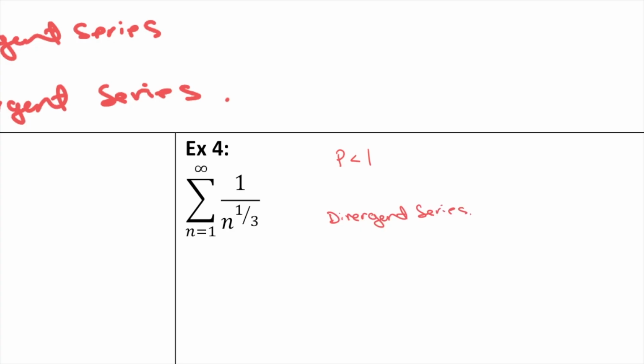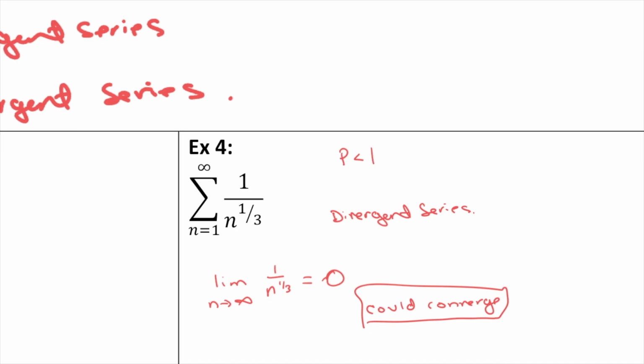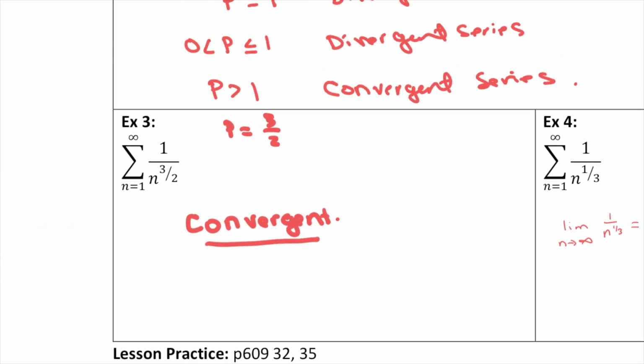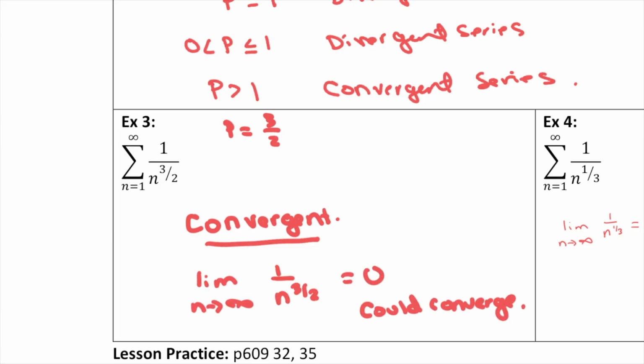Now, do you remember that nth term test? If we take the limit as n goes to infinity, 1 over n to the 1/3, notice that is equal to 0. This test, remember, told you that it could converge. Could converge, but it did not. This one was divergent. If we use the same test on example 3 and take the limit as n goes to infinity, 1 over n to the 3/2, that was also 0. Again, this test tells us that it could converge, and fortunately, in this problem, the series did converge.